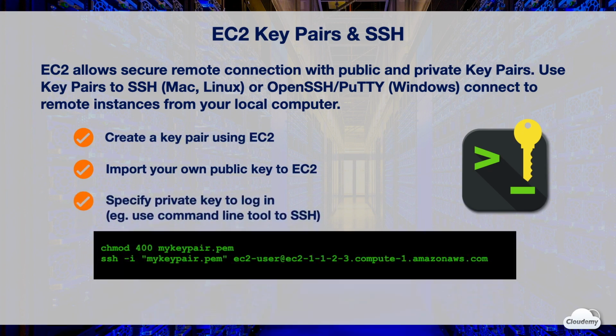EC2 stores the public key on AWS, and you keep the private key locally. When you remotely connect to the EC2 instance, you must specify the corresponding private key. Once you have connected to the instance, you can access and control the instance from your local computer.